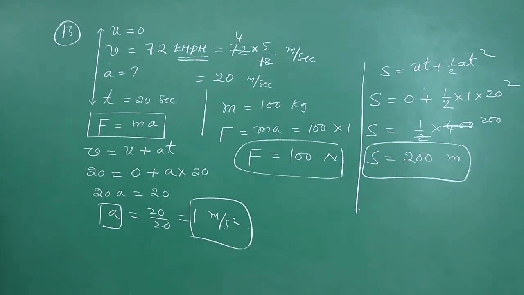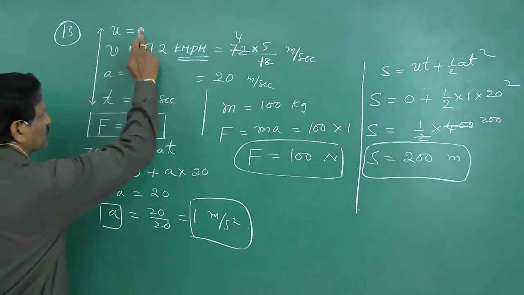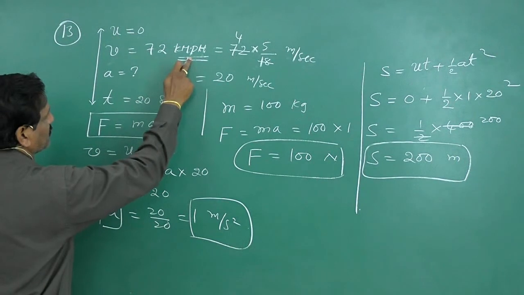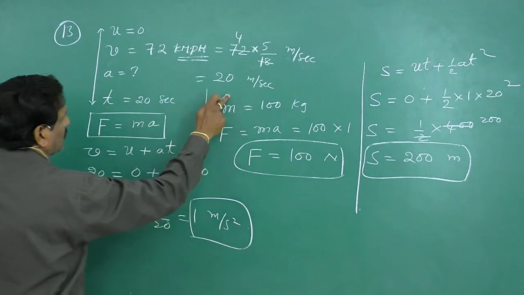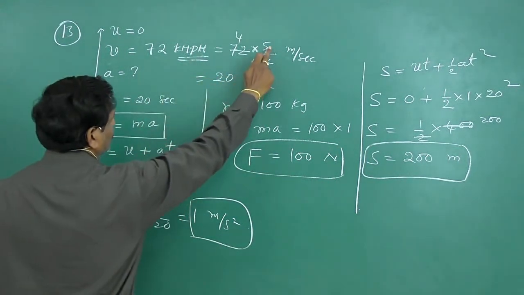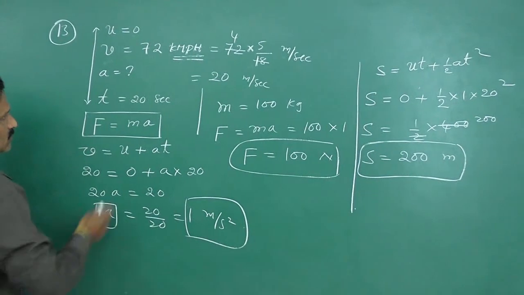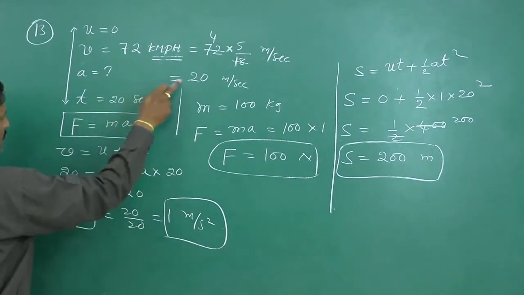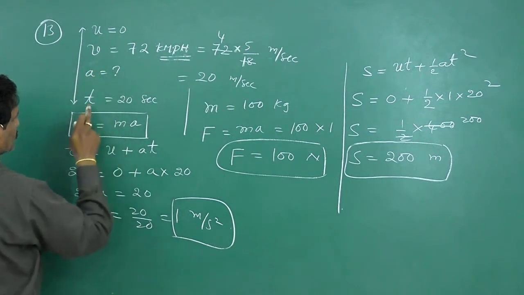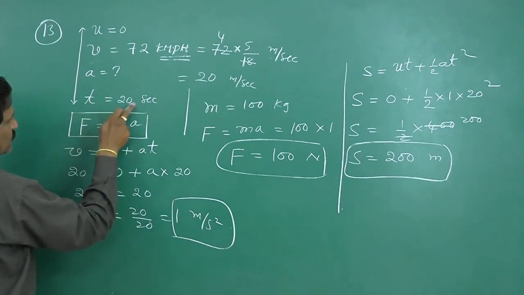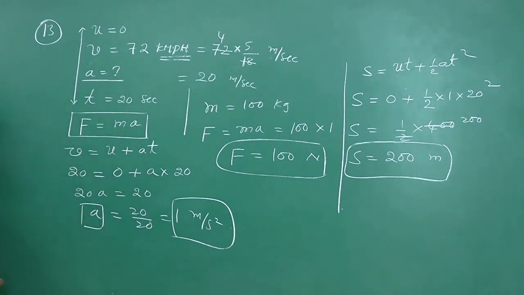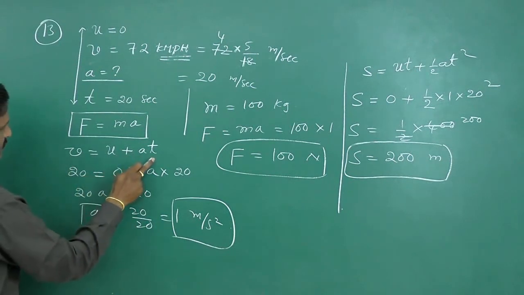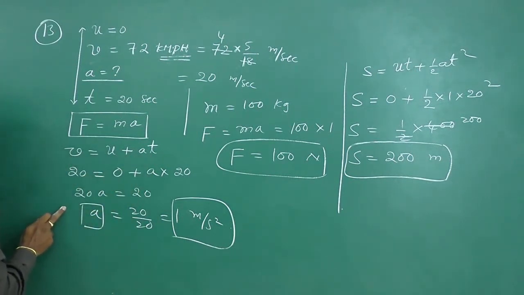So, in this way, since the car is initially at rest, the initial velocity is 0 and it picks up a velocity of 72 kmph, that is the final velocity. This kmph should be converted into meter per second. For this, the multiplication factor is 5 by 18. So, the final velocity is 20 meter per second, and this takes place in a time of 20 seconds. Using this data, we first calculate acceleration. For this we use the formula v is equal to u plus at. By substituting all the values, we get the acceleration as 1 meter per second square.